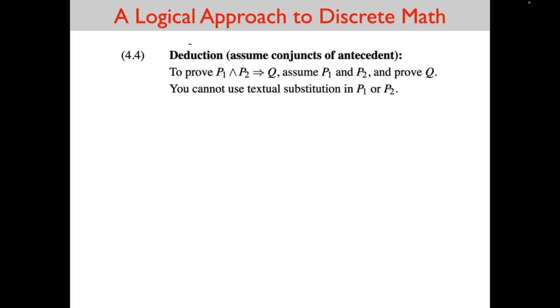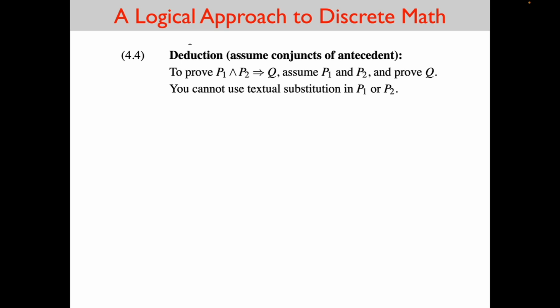To prove a theorem of the form P1 and P2 implies Q, what you do, and this seems kind of strange, is you assume that P1 and P2 are theorems. In other words, you use them as if they are theorems. And then you prove Q using P1 and P2 as if they were theorems. And furthermore, there is an additional restriction that is described in our textbook. This restriction is that you cannot use textual substitution in P1 or P2.